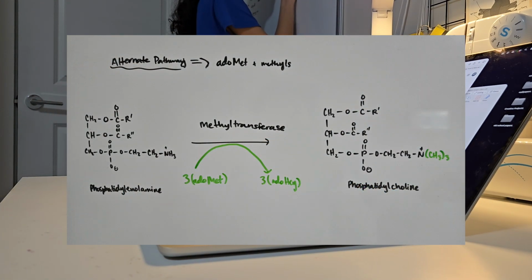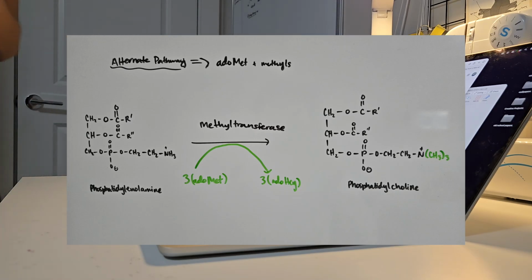Okay, so for the alternate pathway, it's actually pretty simple. We're going to use phosphatidylethanolamine, so PE, and we're going to successively methylate it 3 times. That nitrogen group, or that amine group, is going to be methylated 3 times to get phosphatidylcholine. This is catalyzed by methyltransferase. When you put 3 AdoMet into this reaction, you end up with 3 AdoHcy coming out, which is also known as S-adenosyl homocysteine. And that's literally the alternate pathway. It's pretty simple, nothing too crazy. I was freaking out about it before learning it, but it's actually not too bad.